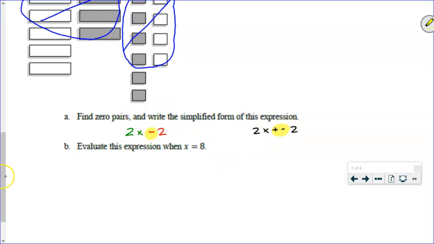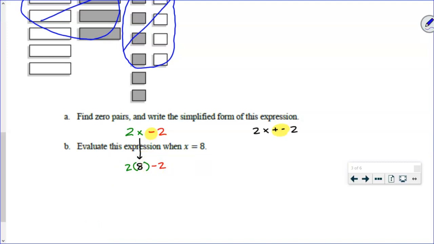Good question. Evaluate this expression when x equals 8. So it doesn't matter if you wrote this version or this version. We are evaluating, which means I now know that the x value is 8. So I substitute that in, and I have 2 groups of 8, or 2 times 8, minus 2.